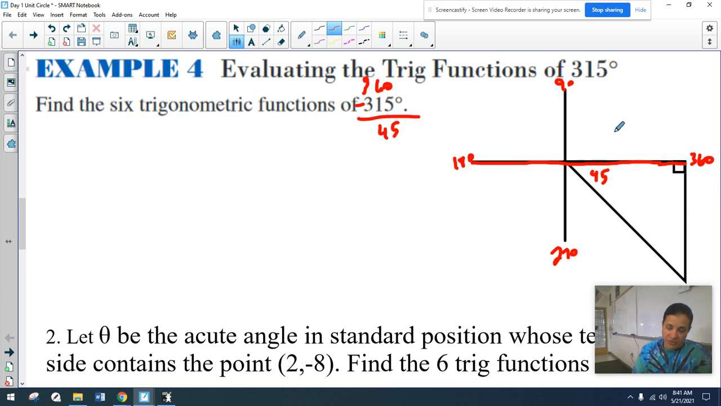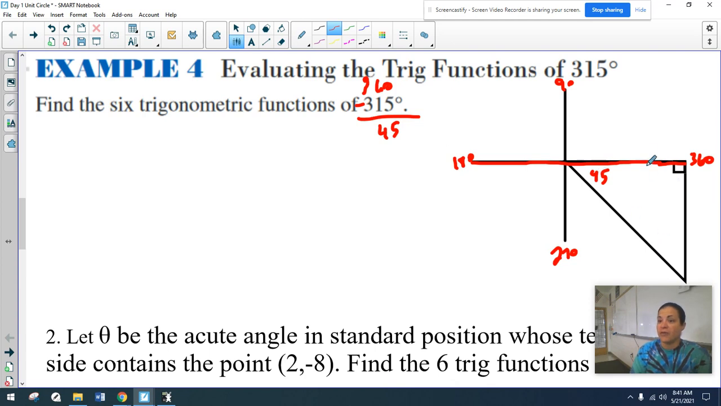Okay, the reason why this one's tricky is because they didn't give you a coordinate like that first one did. So we have to remember our 45, 45, 90 degree triangles and our 30, 60, 90 degree triangles, which I know a lot of you weren't fans of, but you have to know it and you can't do the unit circle without it.